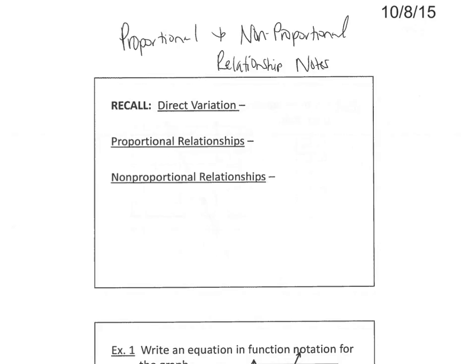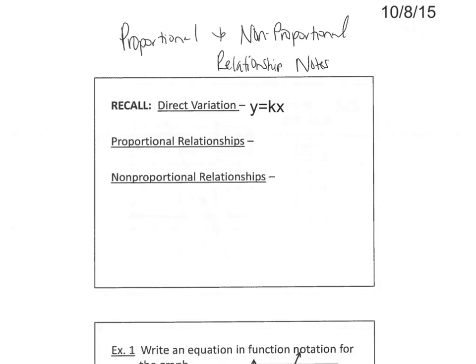You took a test today, so what is direct variation? Well, it's simple. It's y equals kx. So right here, let's just plug in y equals kx. Okay? Alright, so that's all you need to know for that.